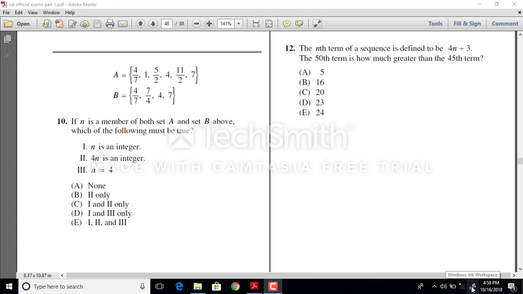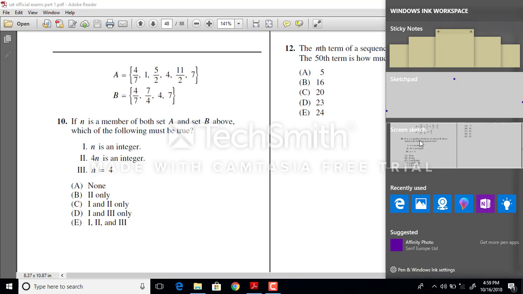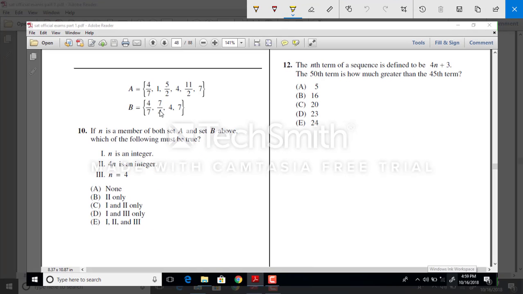If A equals {4/7, 1, 5/2, 4, 11, 11/2, 7}, and B equals {4/7, 7/4, 4, 7}, if N is a member of both set A and set B, which of the following must be true? Okay.